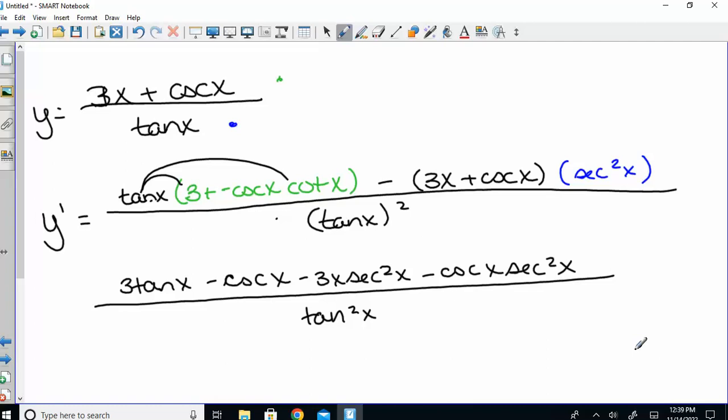And this certainly isn't pretty, and it could be simplified more if we went to sines and cosines, but I will let you leave your answer like that. Okay, so just product and quotient rules still exist. We still have to use them. You just have the trig functions within there. So make sure you know those 6 derivatives.